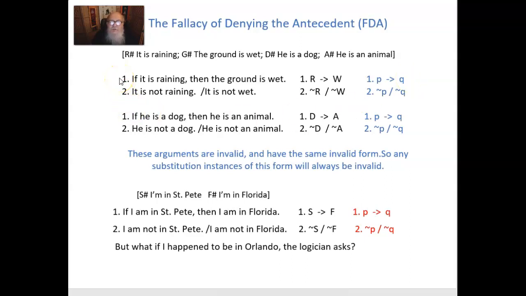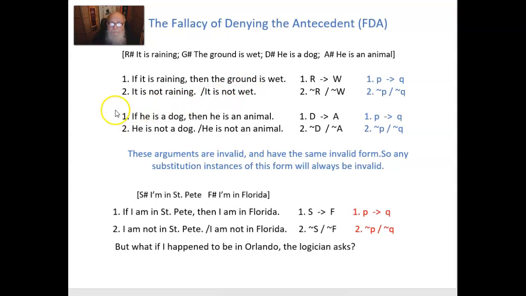If P then Q, not P, therefore not Q. Clearly, it could be true that if it is raining, then the ground is wet. It could be true that it's not raining, but it could be false that it's not wet because the water main could have been broken. We could have gone out with a hose and sprinkled it, and so on and so forth, right?